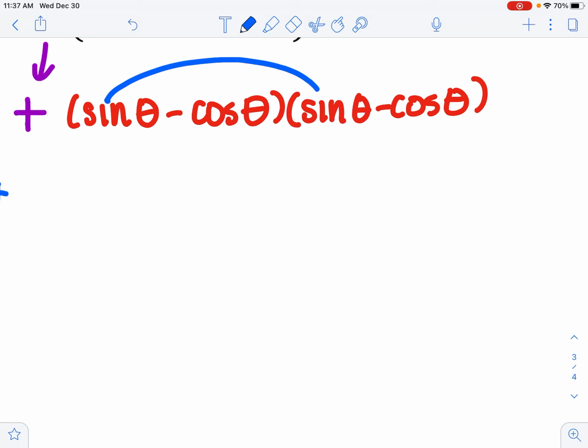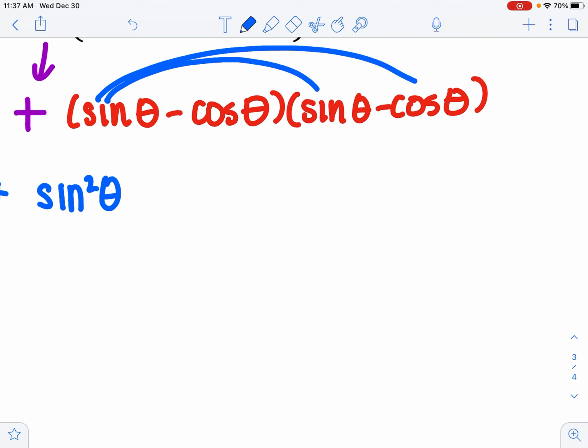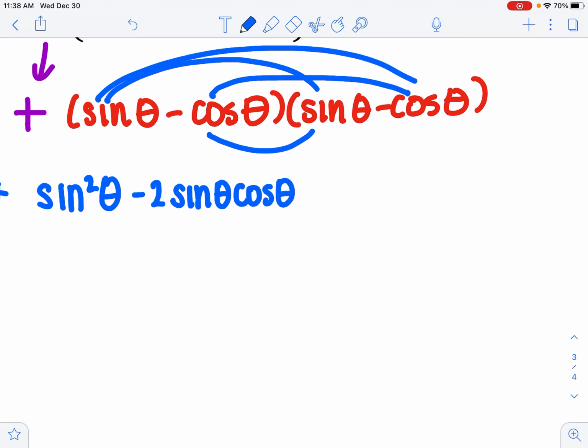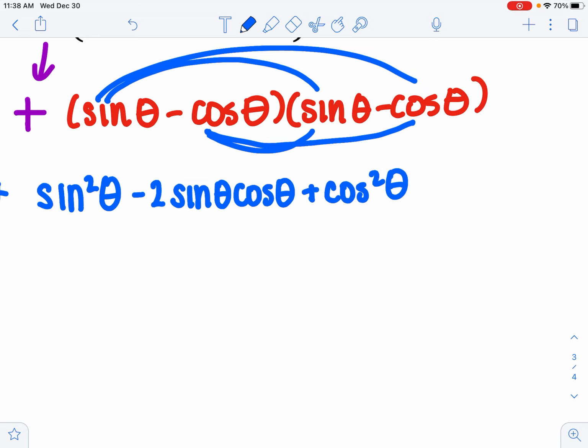All right, next, sine times sine is sine squared. Sine times negative cosine is negative sine cosine, but also notice that inner is negative sine cosine, so I have 2 of them. So I have negative 2 sine of theta cosine of theta. And then last times last, I have negative cosine of theta times negative cosine of theta, which is plus cosine squared of theta.